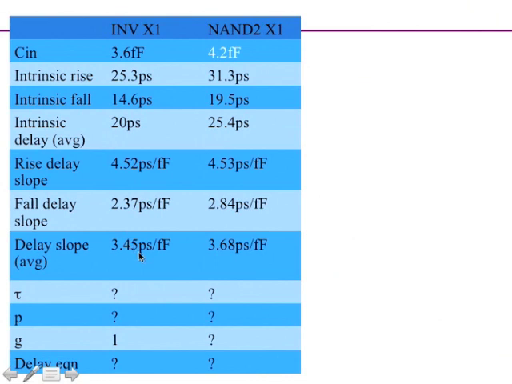And the slope is, if you plot the delay as a function of the output load, that is a straight line, and that straight line has a slope of 3.45 picoseconds per femtofarad for the inverter, 3.68 picoseconds per femtofarad for the AND 2. That means every additional femtofarad of load you put, the delay goes up by 3.68. Again, it's an average value I'm using.